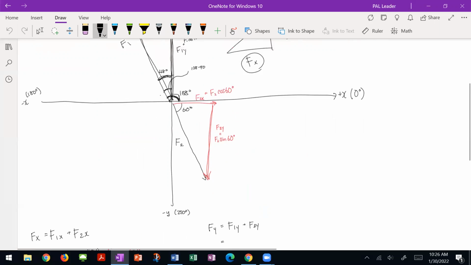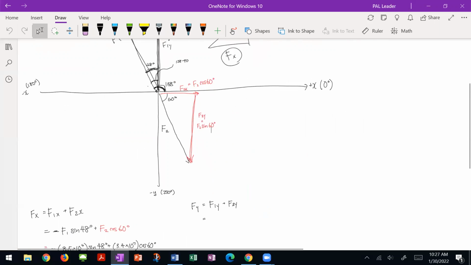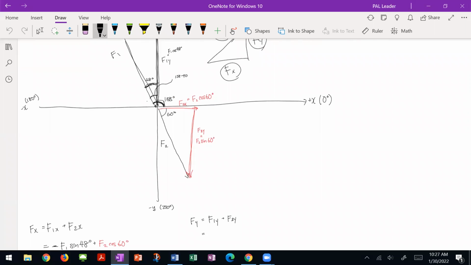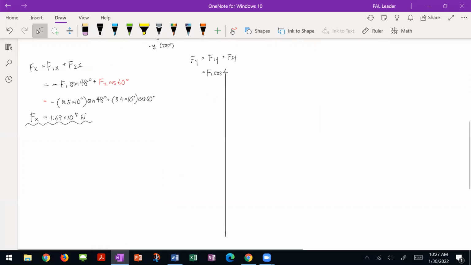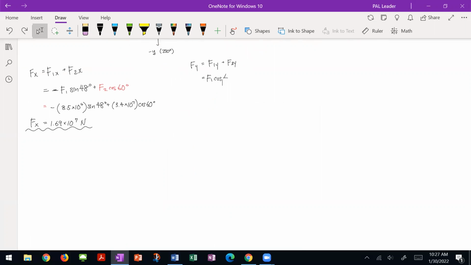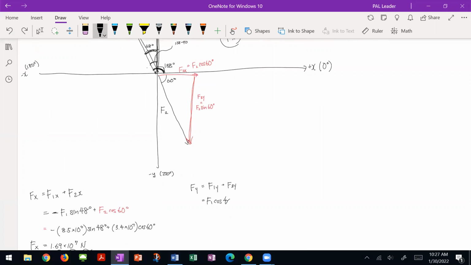So F1y was F1 cosine 48. You guys can read that, right? F2y was F2 sine 60. I'm going to put an F1. Oh, I did it again.